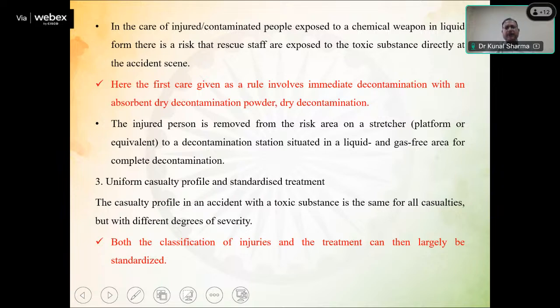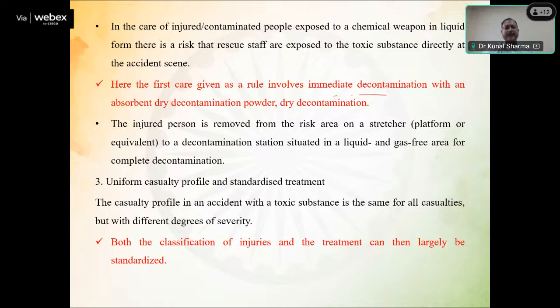In the care of injured contaminated people exposed to a chemical weapon in liquid form, there is a risk that rescue staff are exposed to the toxic substance directly. Here the first care given as a rule involves immediate decontamination with an absorbent dry decontamination powder. Dry decontamination, I have already quoted this name as Fuller's earth. Generally we use this type of material to decon the persons involved in the rescue part. The injured person is removed from the risk area on a stretcher to a decon station situated in a liquid or gas-free area for complete decontamination.